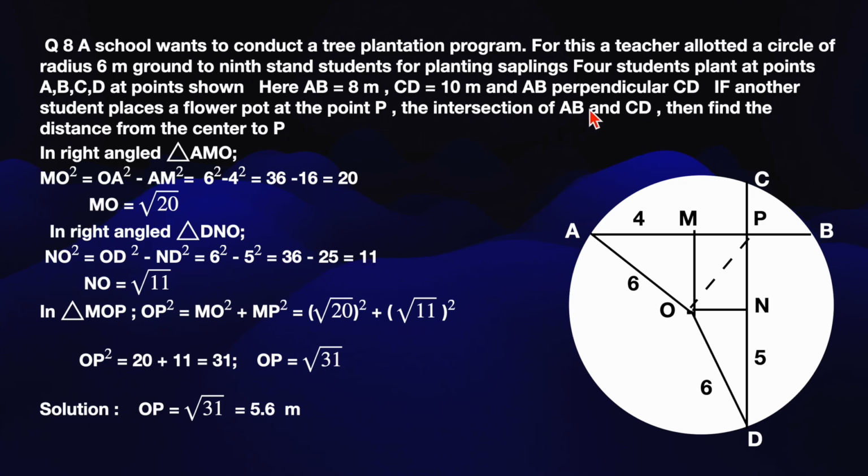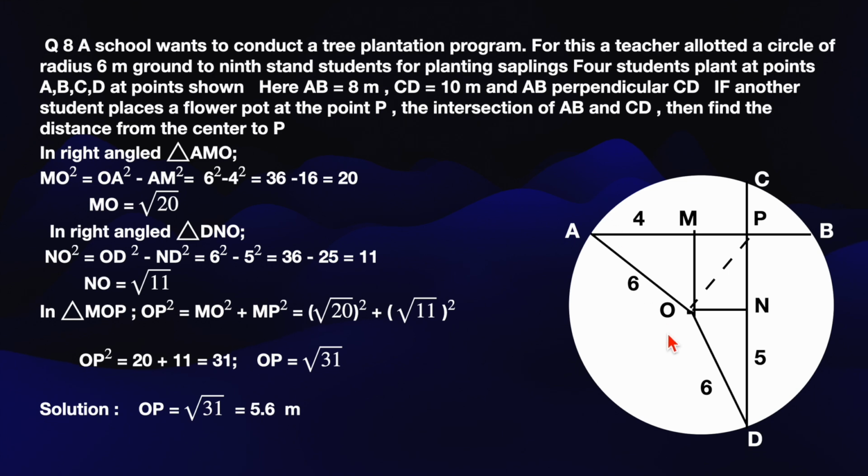And AB is perpendicular to CD. So these two are perpendicular lines, so this angle will be 90 degrees. If another student places a flower pot at point P, at the point of intersection, there is a flower pot here. Find the distance from the center to P. So this distance we have to find.